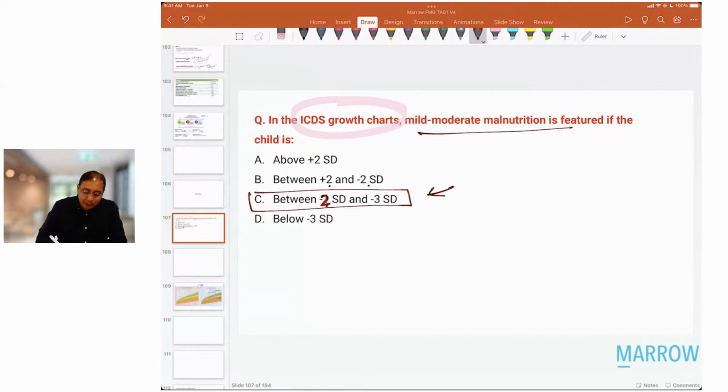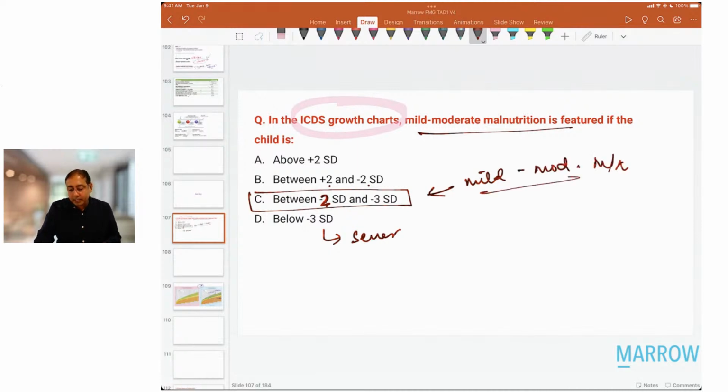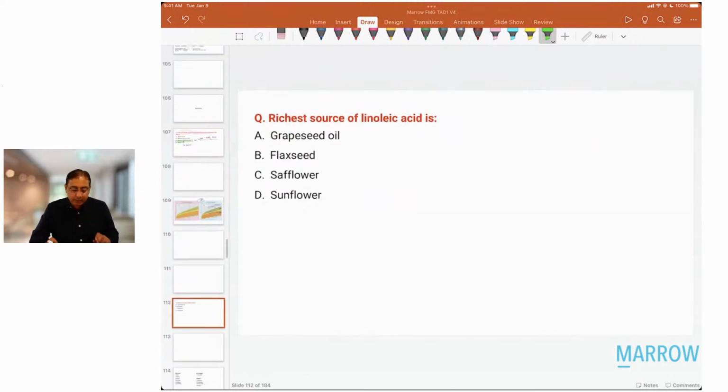A small correction: it is below -2 standard deviation and above -3 standard deviation. Below -3 what will it be? That is severe. This is mild to moderate malnutrition, and that will be the best answer, between -2 and -3 standard deviation.